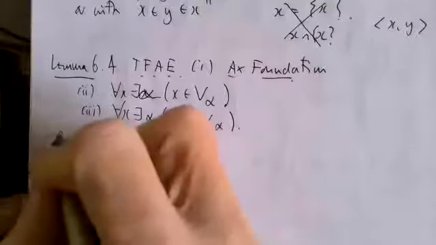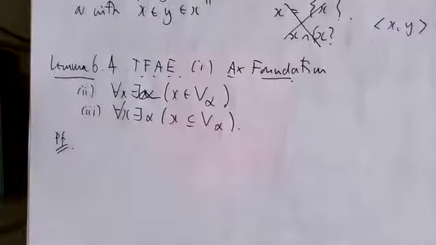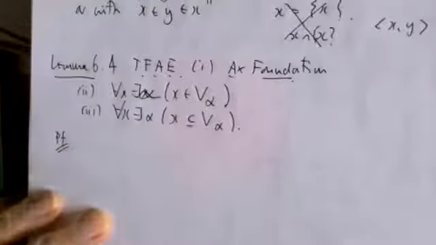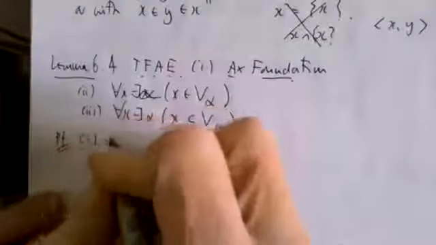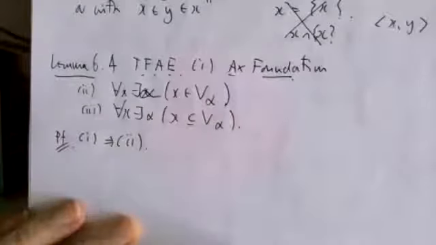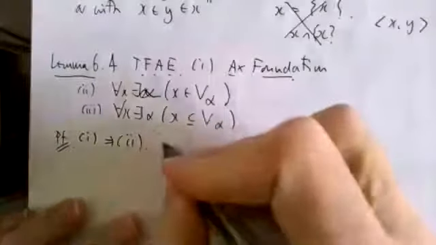So let's prove this. So we cycle through implications. One implies two, implies three, implies one. So we assume an axiom of foundation.